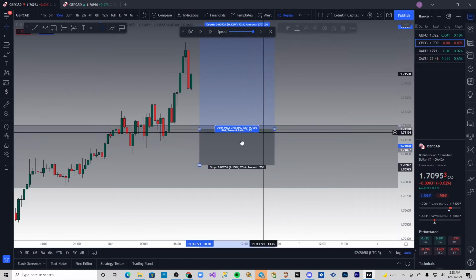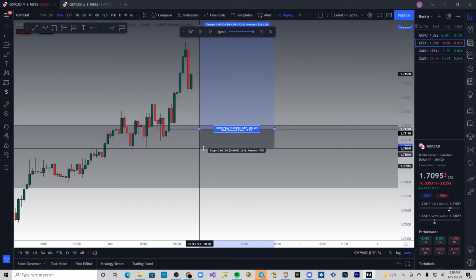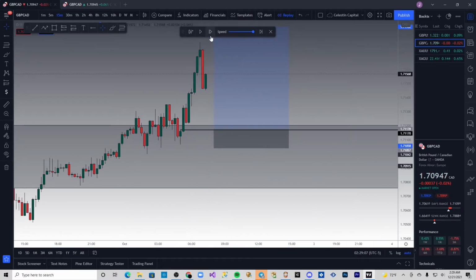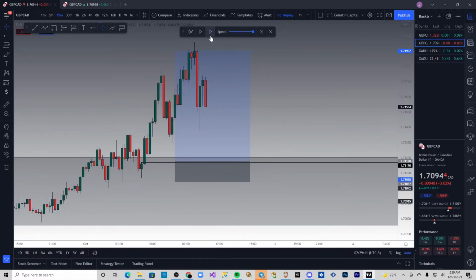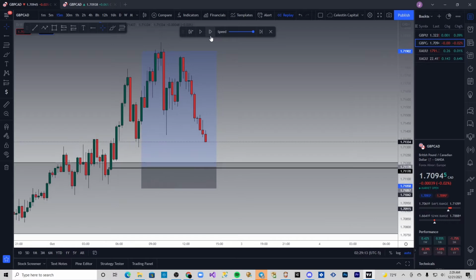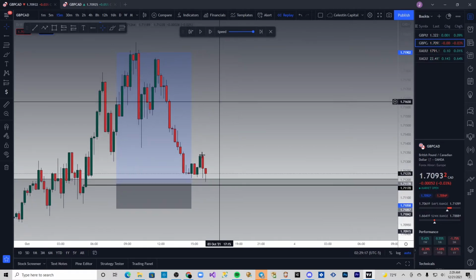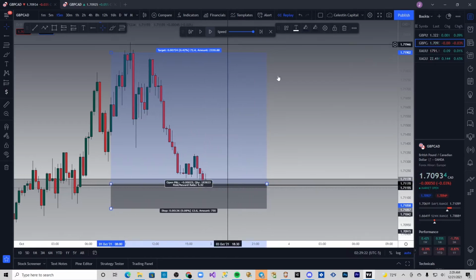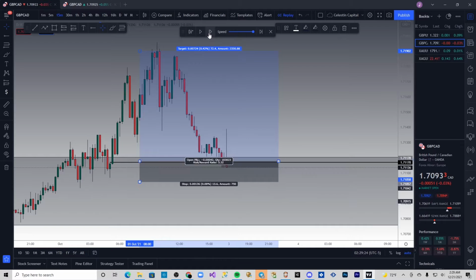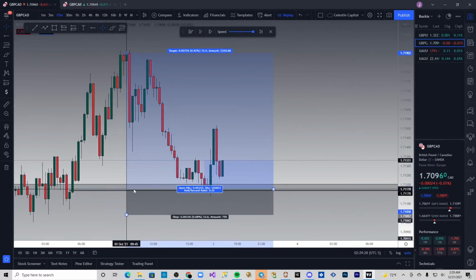Once I get tapped in, I'm going to show you guys how I manage this trade. 18 pips. We're going to put our stops down here. See if we get a tap into the trade. See if we get tapped in. All right, so we got tapped into the trade. All right, so we are currently in the trade right now.